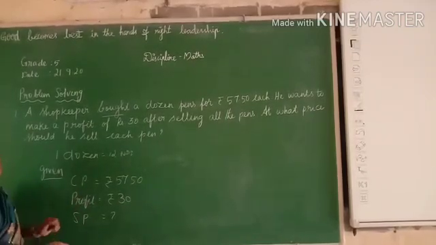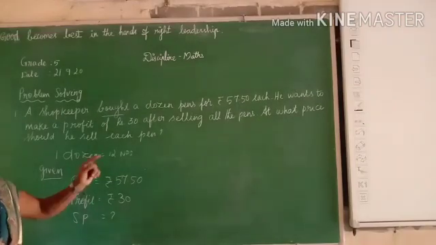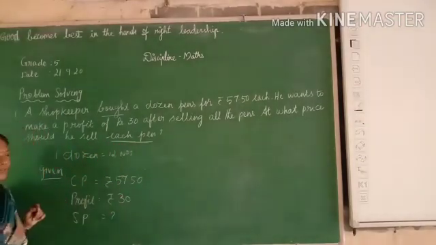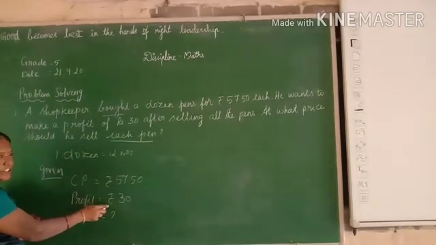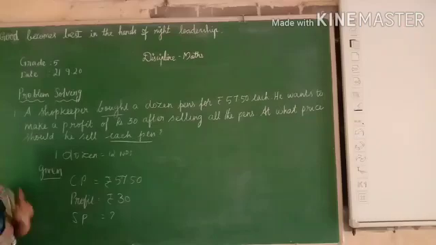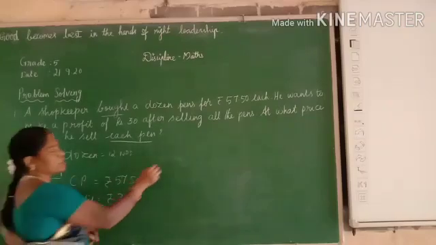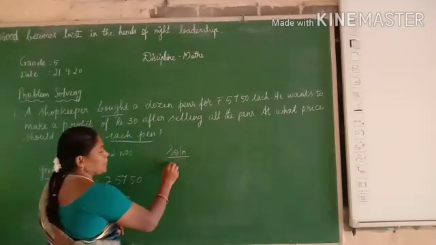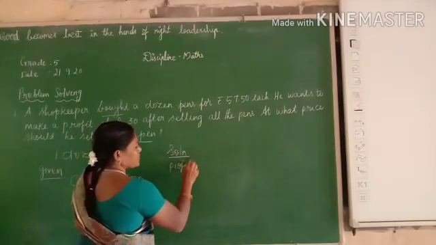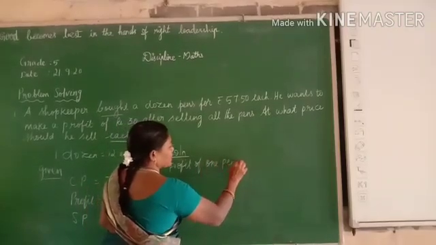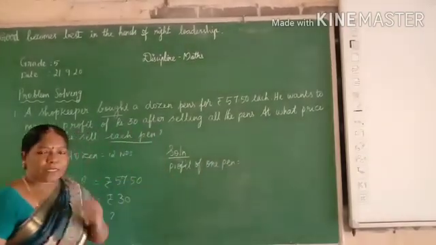So what is the question asked? At what price should he sell each pen? The profit of 30 rupees is for 1 dozen pens. Now we have to find out the profit of 1 pen. So come to the solution. The profit of 1 pen, how to find out?